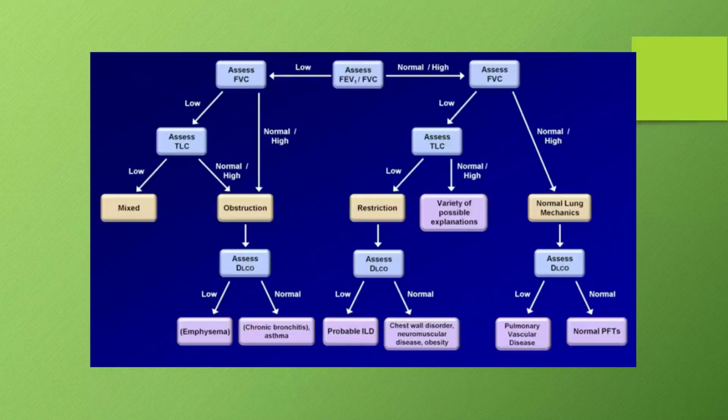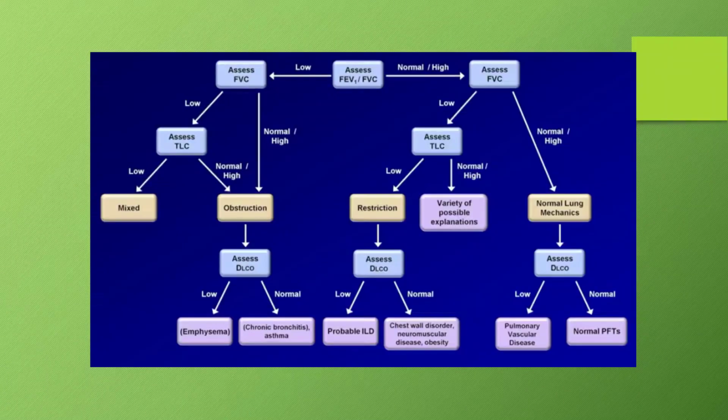In short, to summarize, first we have to assess the FEV1/FVC, then the second parameter is FVC, and the third parameter is the total lung capacity. By this we can grossly categorize whether it is obstructive or restrictive. If it is obstructive, then to pinpoint the diagnosis we will do the DLCO. If the DLCO is low, then in obstructive disease it is emphysema. If it is normal, then it is due to chronic bronchitis.